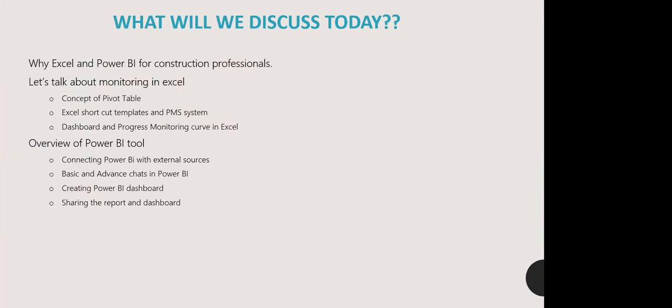The entire discussion today is about why Excel and Power BI are important for the construction professional. Then we'll talk about monitoring using the Excel tool, which all of you might be doing at this time as well. We'll discuss a few important concepts, like what a pivot table is and how it can be useful. We'll see how you can create templates and shortcut templates in Excel, a PMS, a project monitoring system, the entire project monitoring system in Excel, dashboards and progress monitoring curves in Excel. Curves means S curves. We'll look at how you can monitor your construction projects using these two tools.